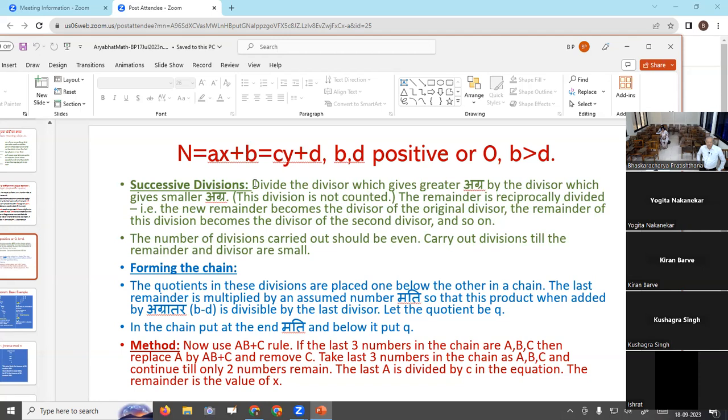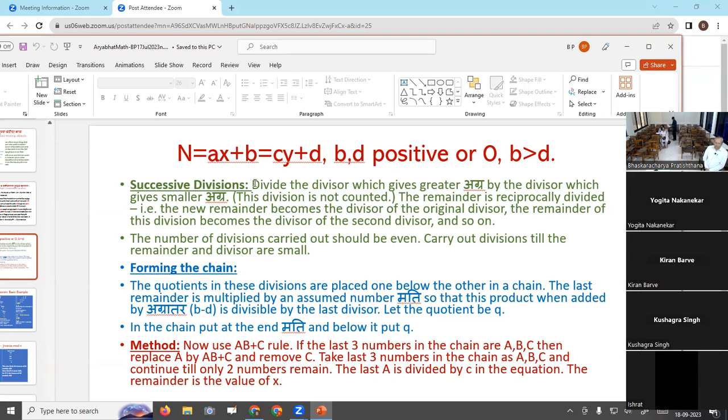In the chain, put Mati at the end. That is, you are listing the quotients, and at the end of all these quotients you put Mati, and below that you put Q, the final quotient that you have obtained. Now use the AB plus C rule. If the last three numbers in the chain are A, B and C, then replace A by AB plus C and remove C.